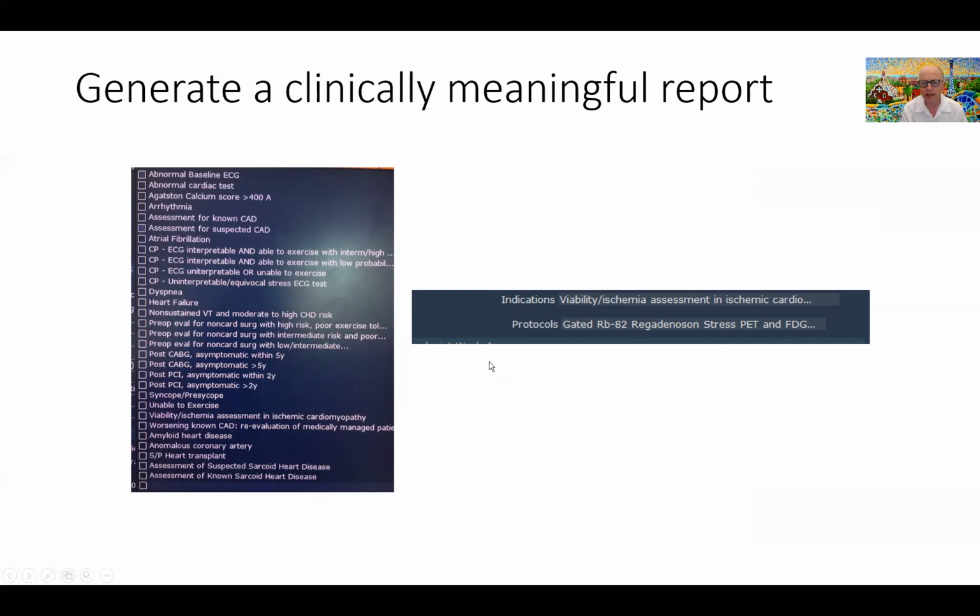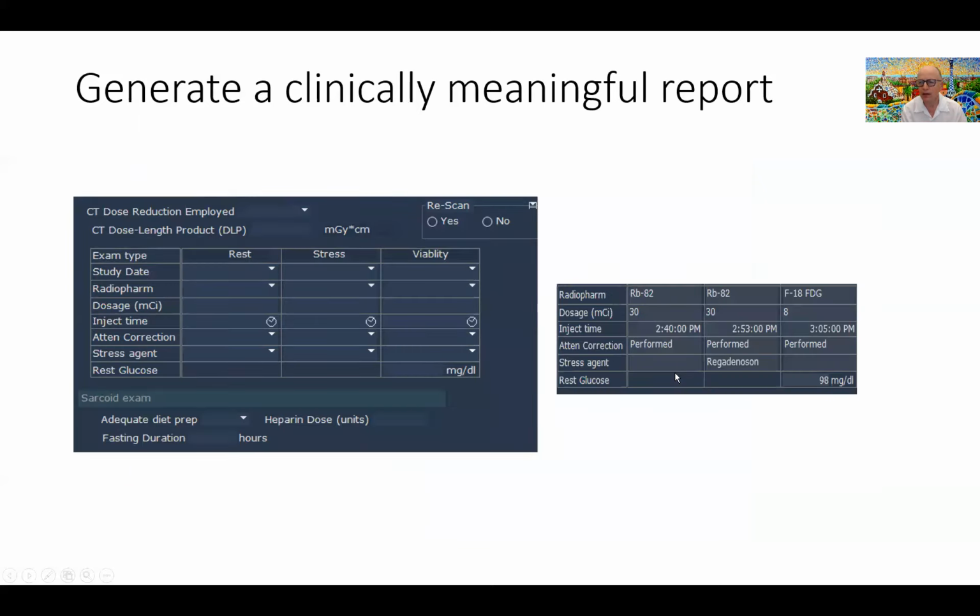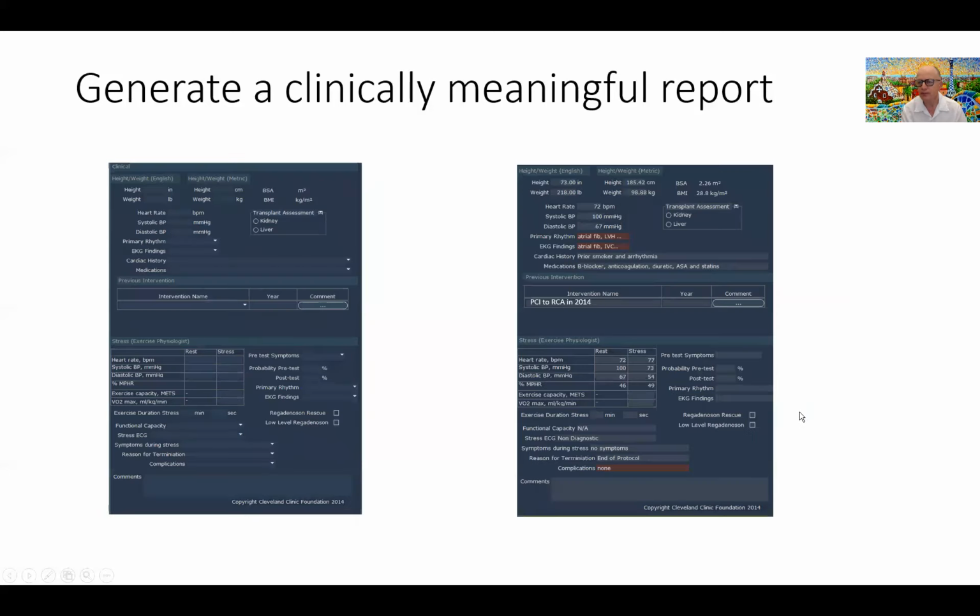Then we have to generate the report and translate all this thinking into a meaningful report. We try to figure out why we're doing this study. We're doing this study to assess for ischemia and viability. This was the reason it was ordered. We record the dose that was given for both the rubidium at rest and stress, the agent we used for stress, regadenoson, and then the FDG dose and what the blood sugar was during the FDG administration.